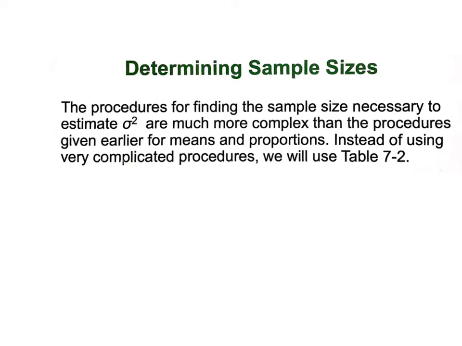Okay, determining sample sizes. The procedures for finding the sample size necessary to estimate a population variance are much more complex than the procedures for the means and proportions. Instead of using very complicated procedures, we're going to use a table. This is the one time we're going to use a table. So prepare yourself mentally for that. We're going to use a table.